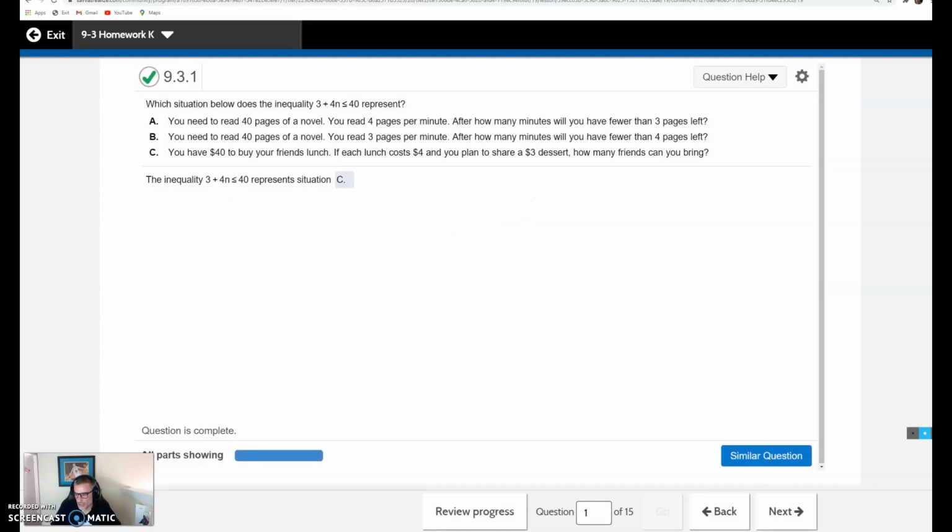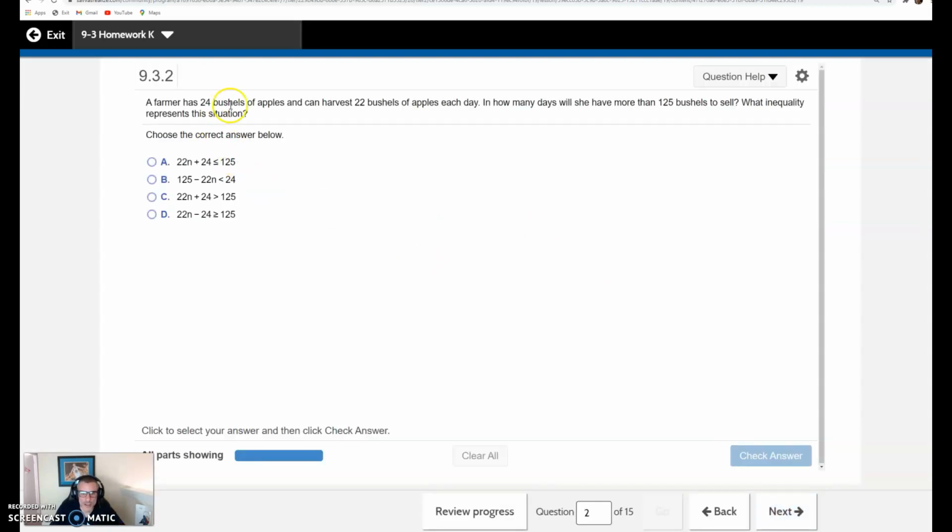All right, let's take a look at, so that's an example where you just have to write the problem. They don't ask you to solve that. All right, a farmer has 24 bushels of apples and can harvest 22 bushels of apples each day. So let's start with this first part. A farmer already has this much. It's like that's in the bank. So that's 24 bushels. And they can harvest 22 bushels of apples each day. So again, this is 22 per day. So this is going to be a plus 22.